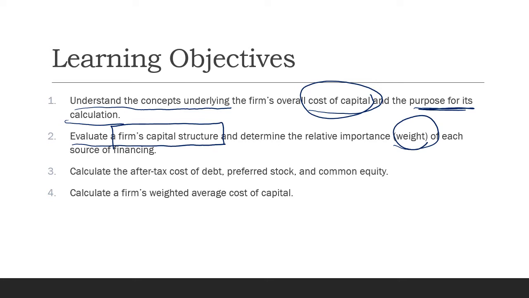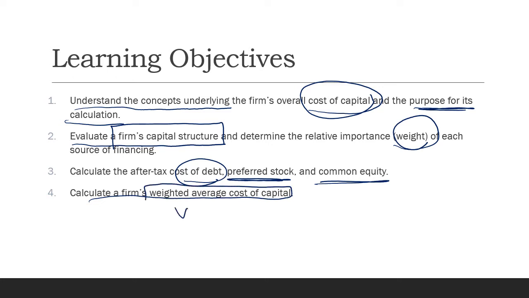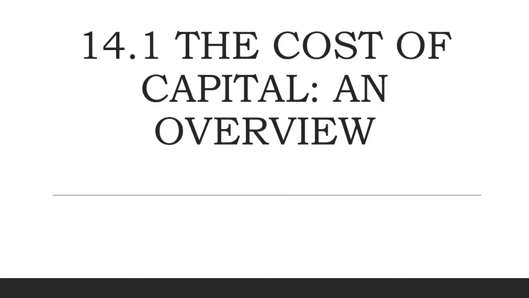Number three, you should be able to calculate further details on the cost of debt, preferred stock and common equity. All these three are components of the firm's cost of capital. And finally, you should be able to calculate the overall WACC, the weighted average cost of capital.